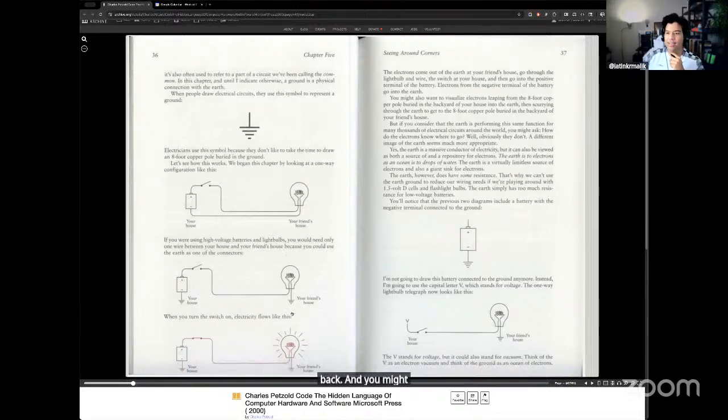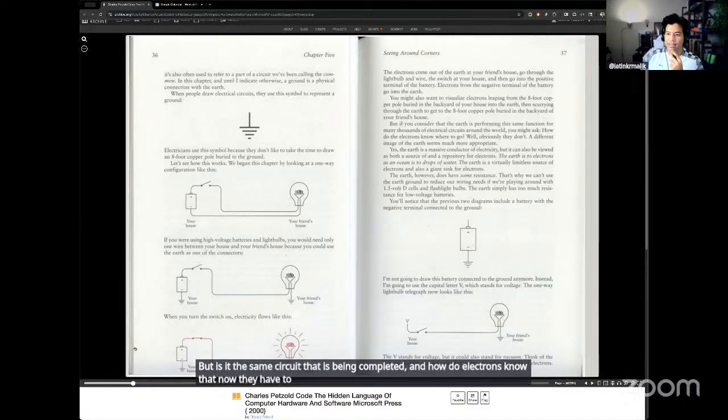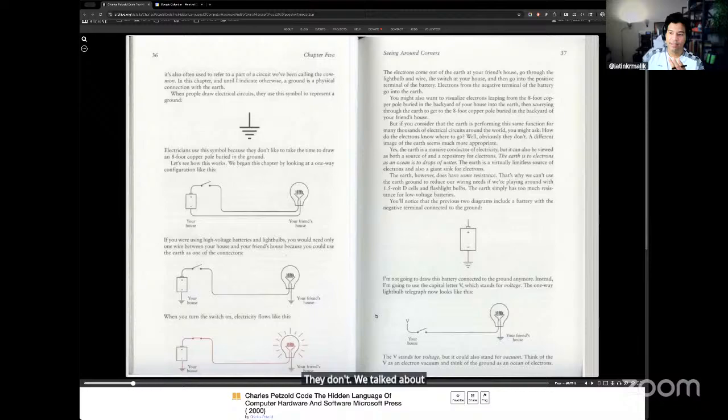And you might think, but is it the same circuit that is being completed? And how do electrons know that now they have to go back? They don't. We talked about this a couple of chapters back, where all electrons are homogeneous.